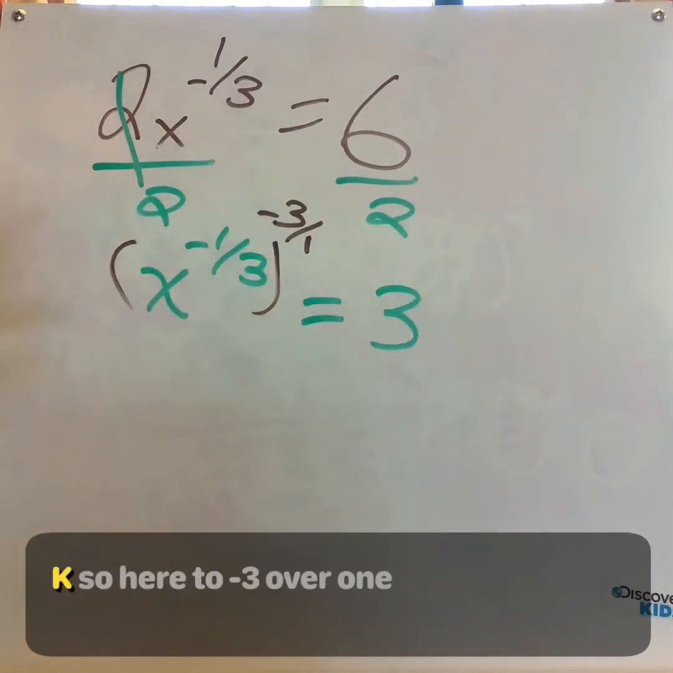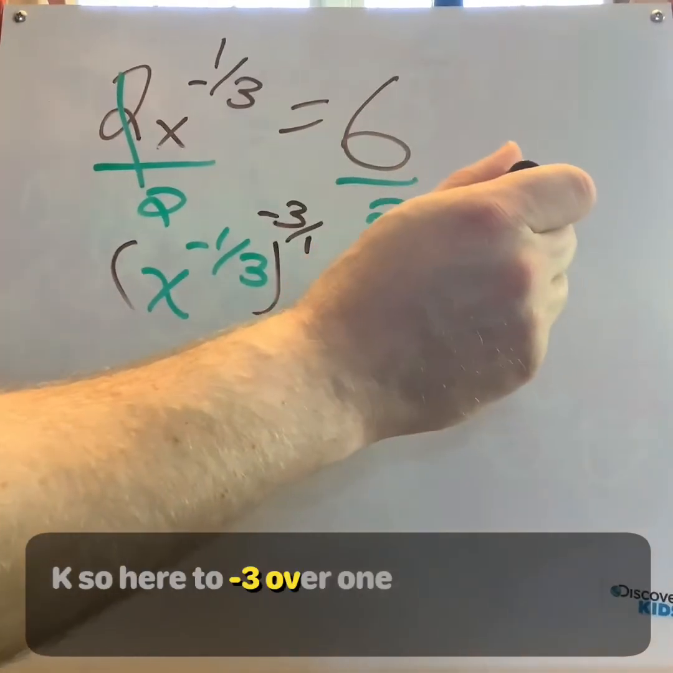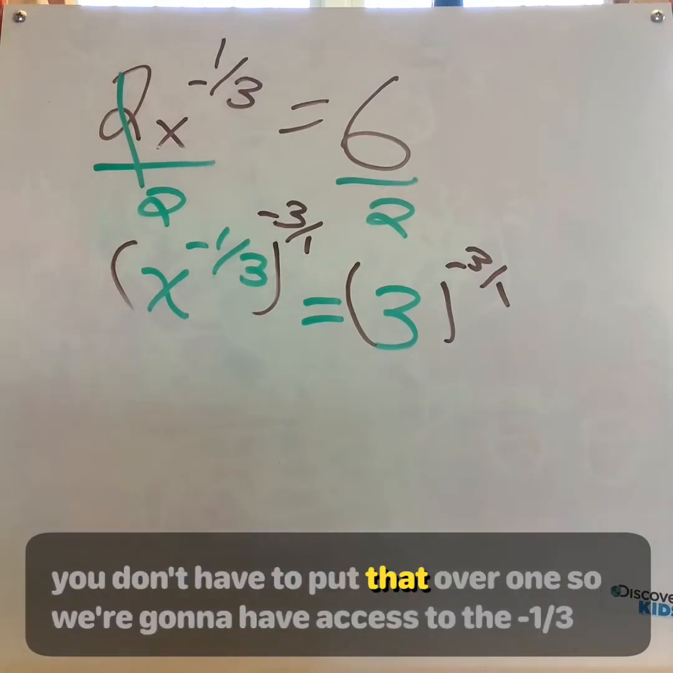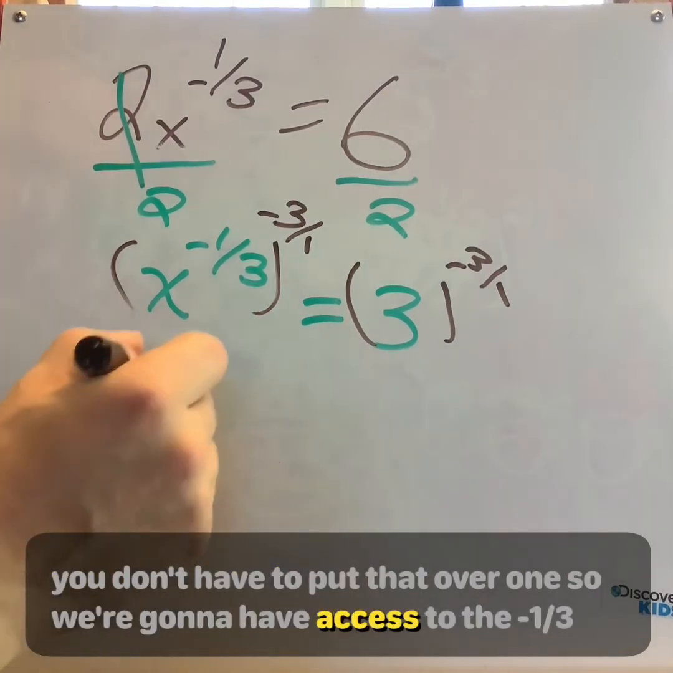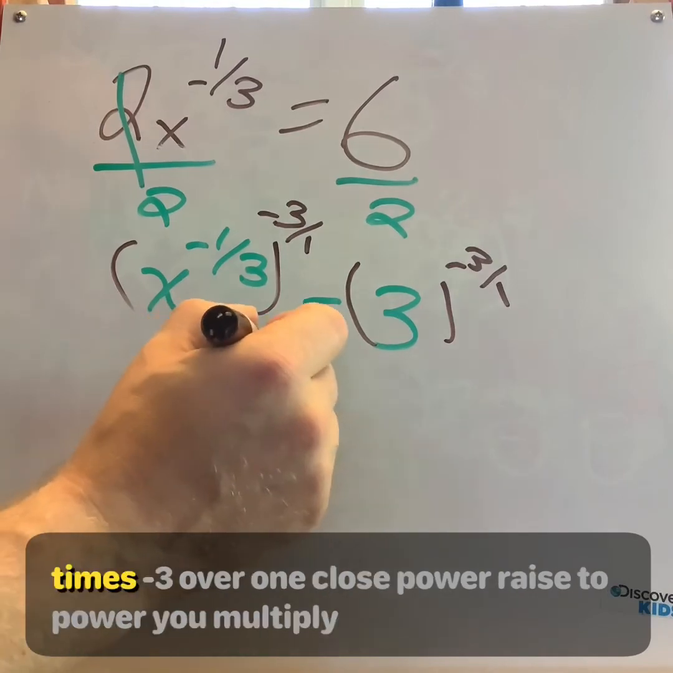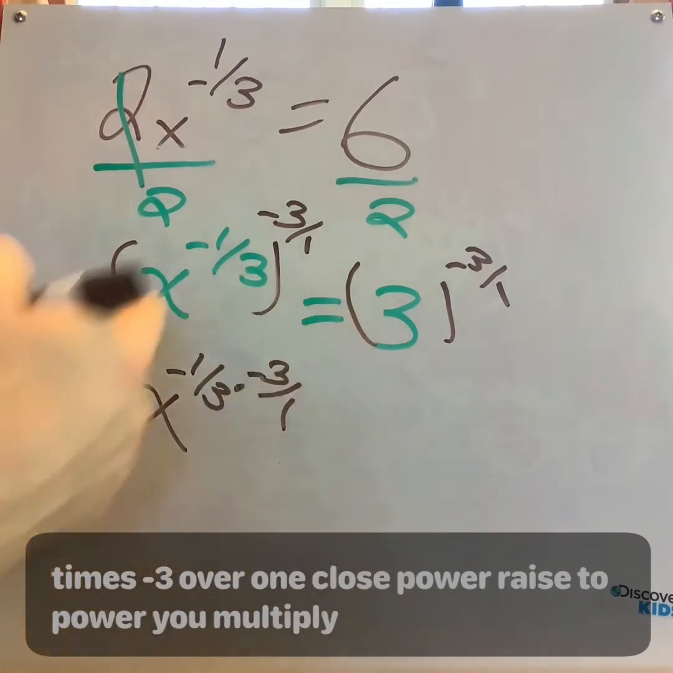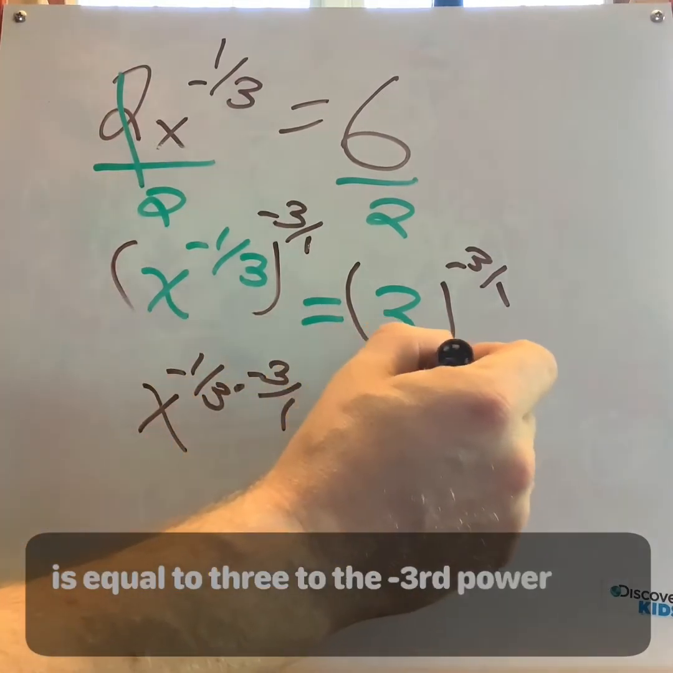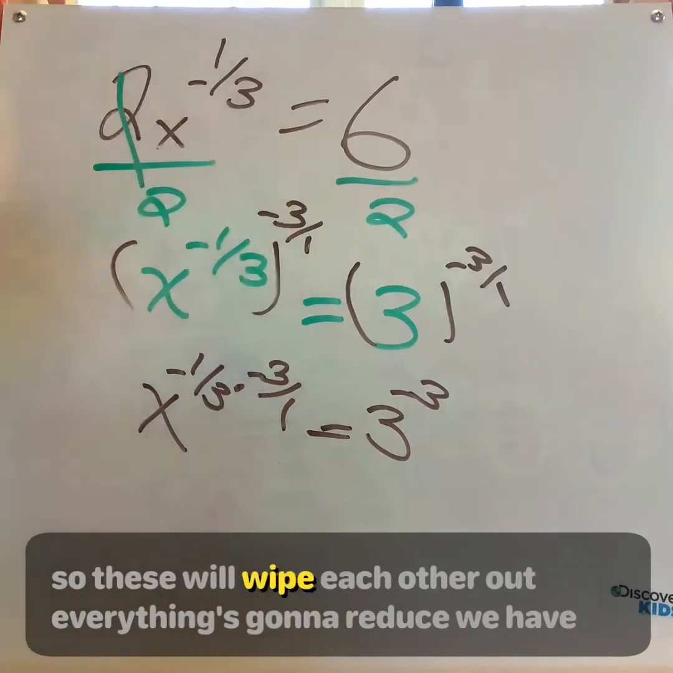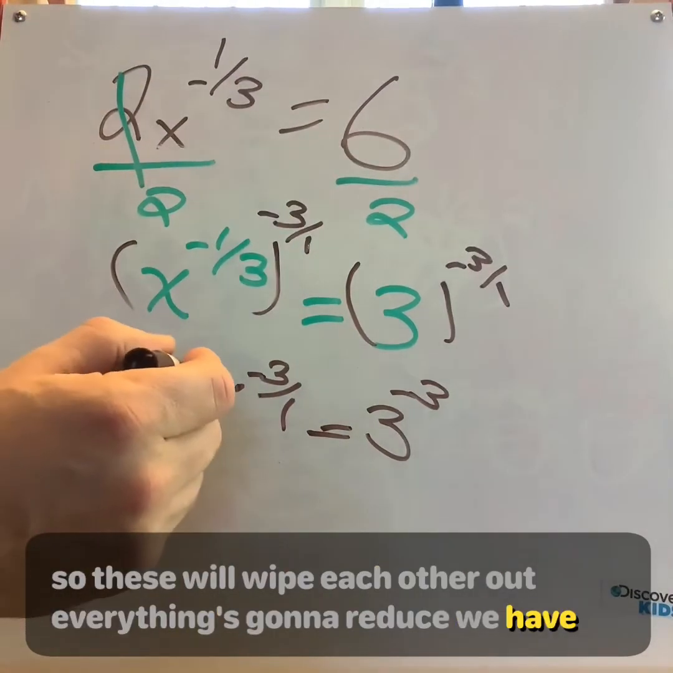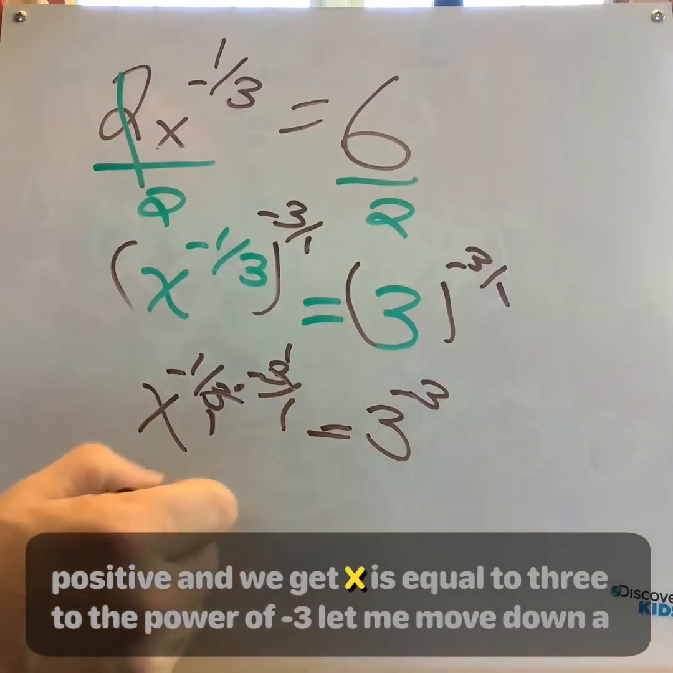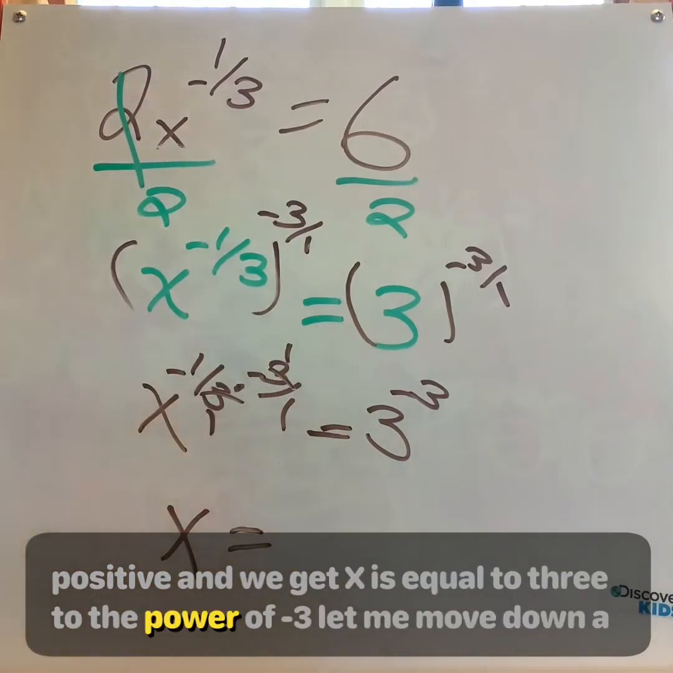So here too, negative 3 over 1. So we're raising both sides to the power of negative 3 over 1, which is just negative 3. You don't have to put that over 1. So we're going to have x to the negative 1/3 times negative 3 over 1, because power raised to a power you multiply, is equal to 3 to the negative 3rd power. So these will wipe each other out. Everything's going to reduce. This 3 becomes a 1, that 3 becomes a 1, negative times negative is positive, and we get x is equal to 3 to the power of negative 3.